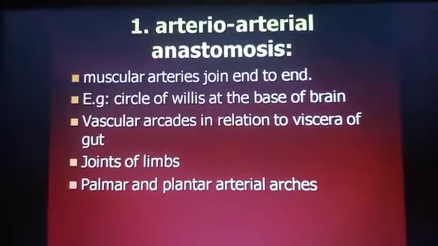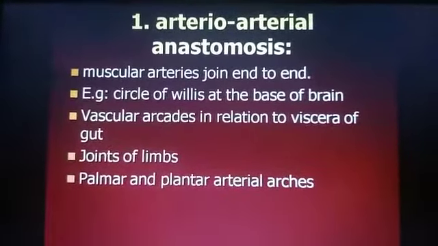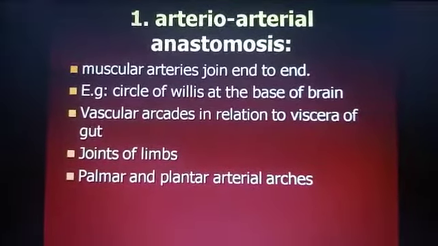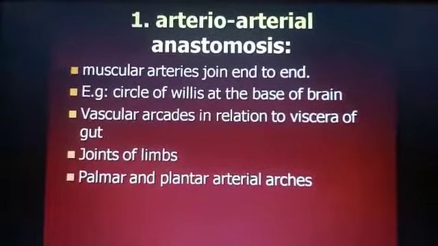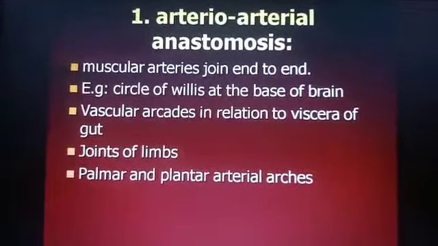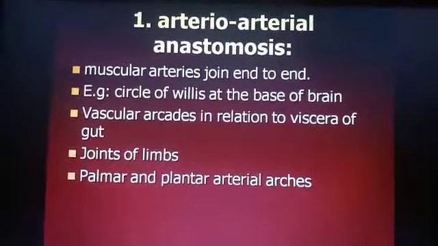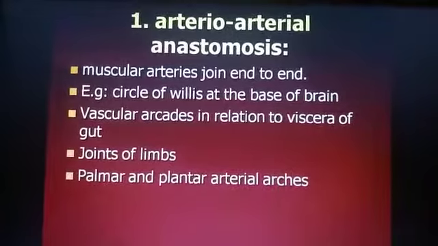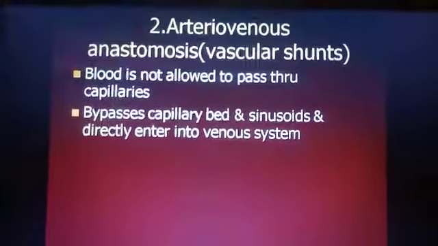For example, the circle of Willis at the base of the brain, the vascular arcades in relation to the viscera of the gut, and the joints of the limbs would be examples, and palmar and plantar arterial arches. All of them have the arterioarterial anastomosis, meaning they have the shunt channels or collateral channels.